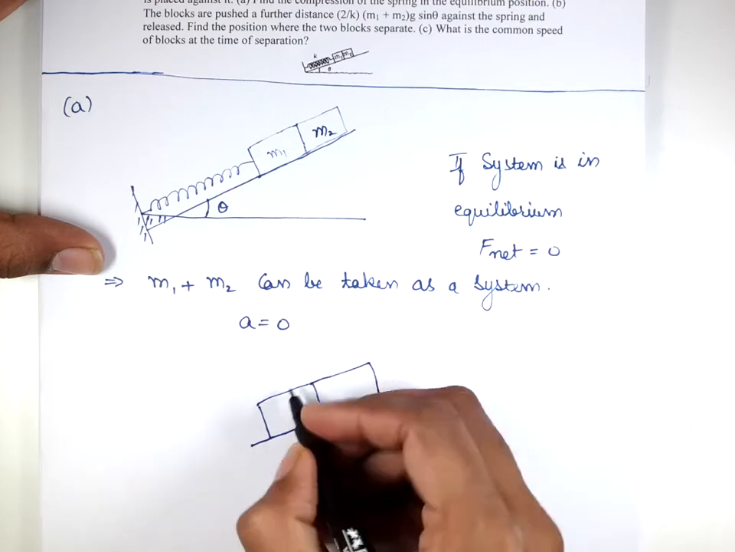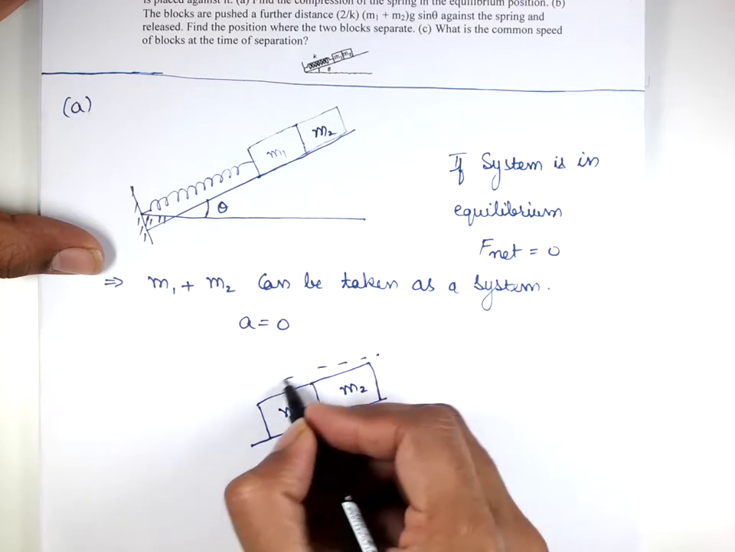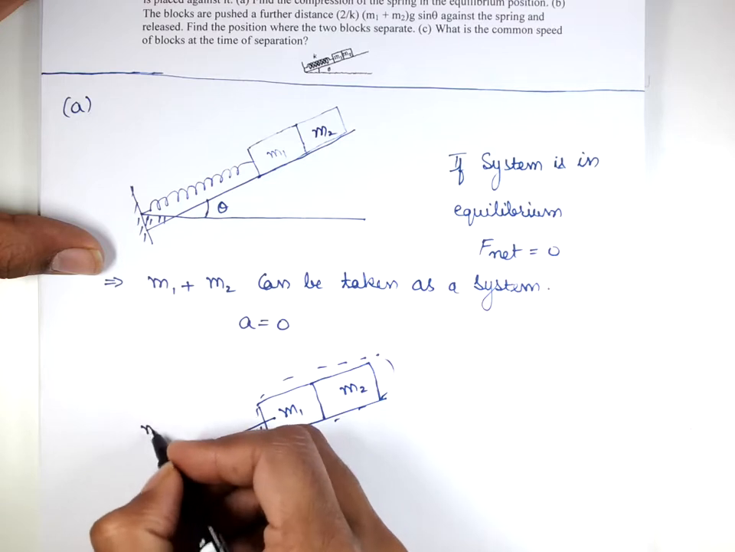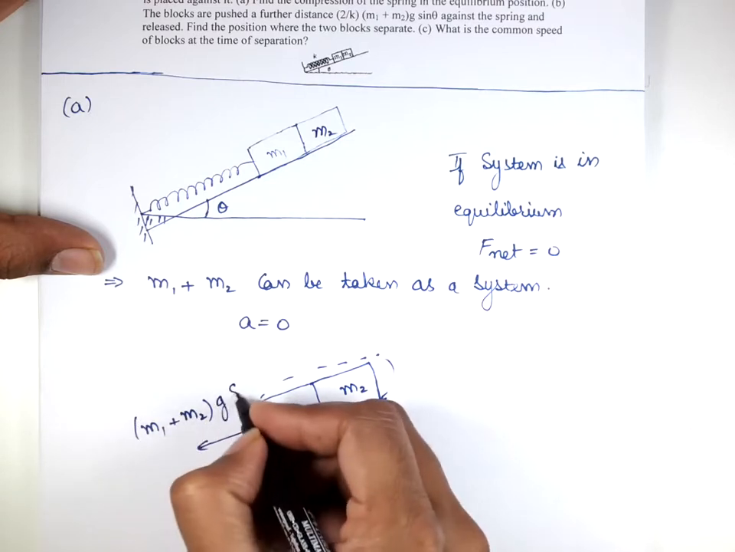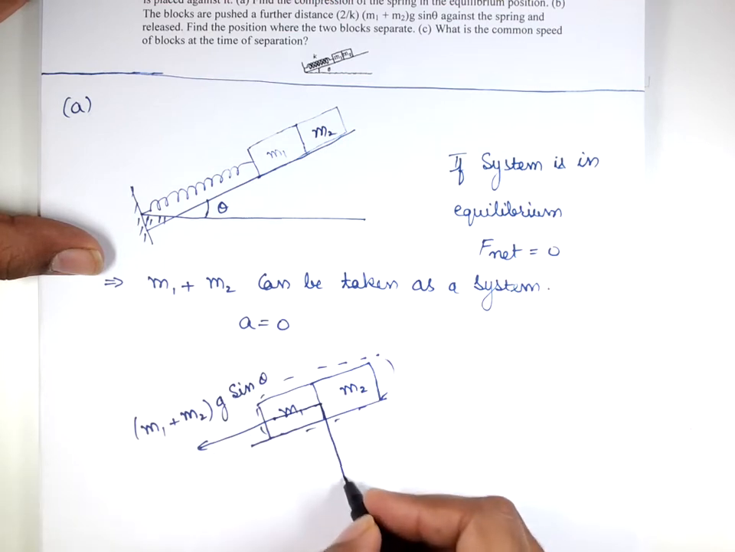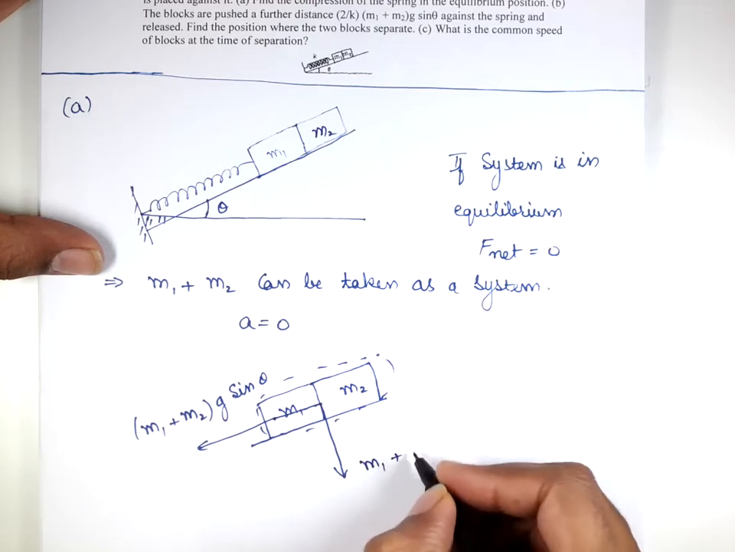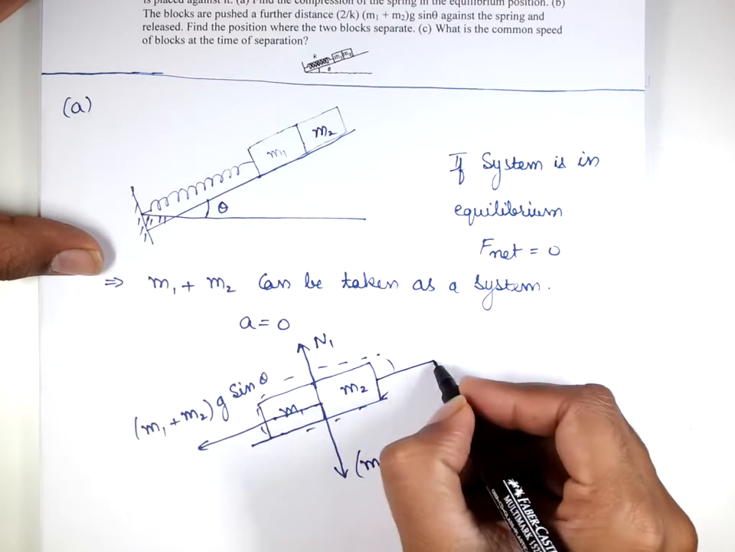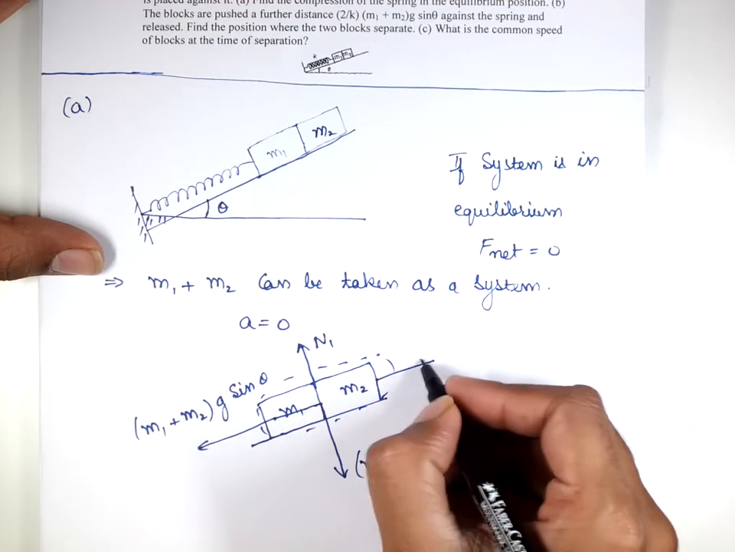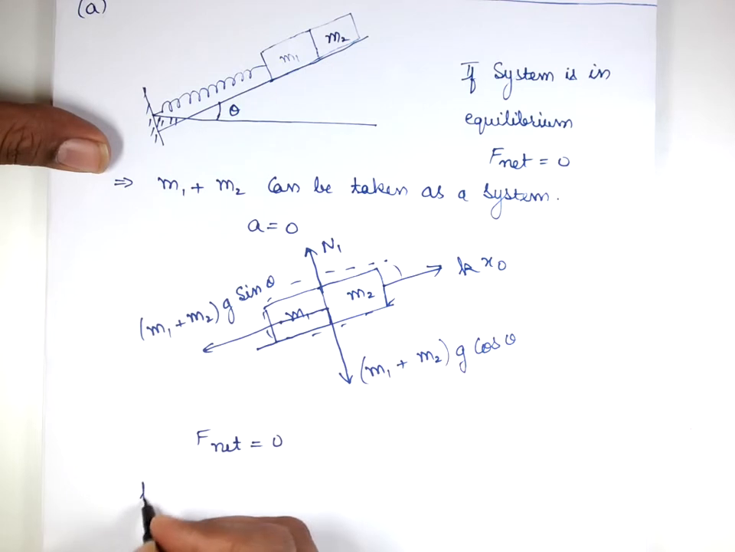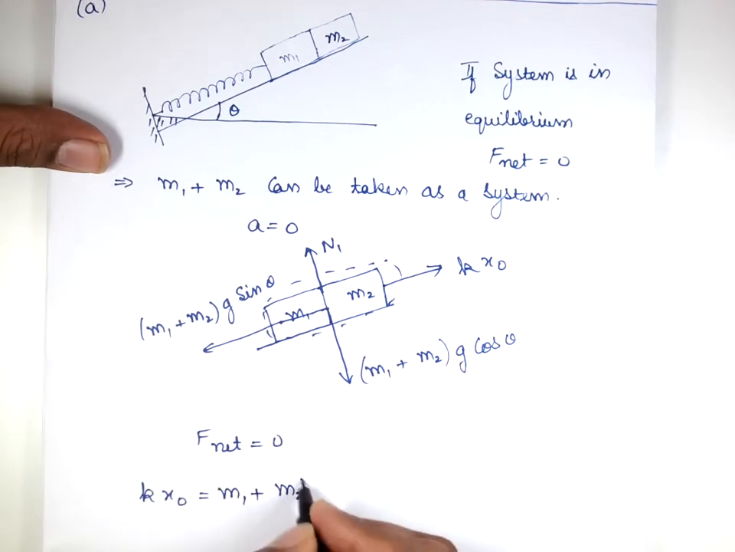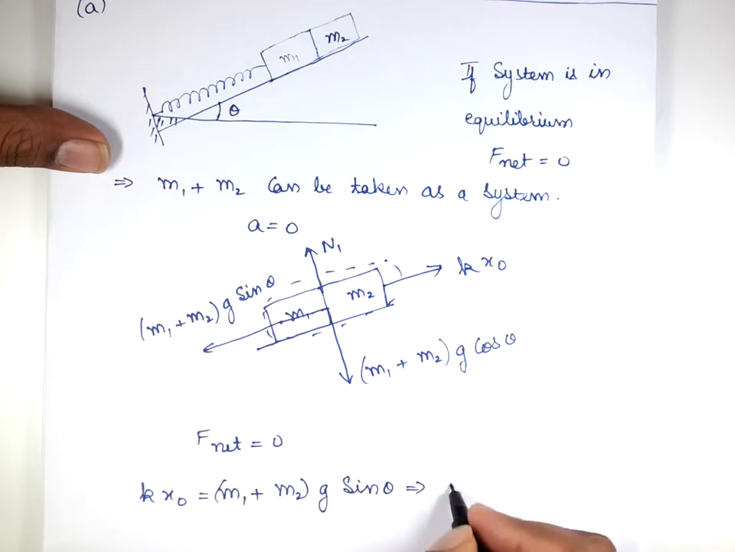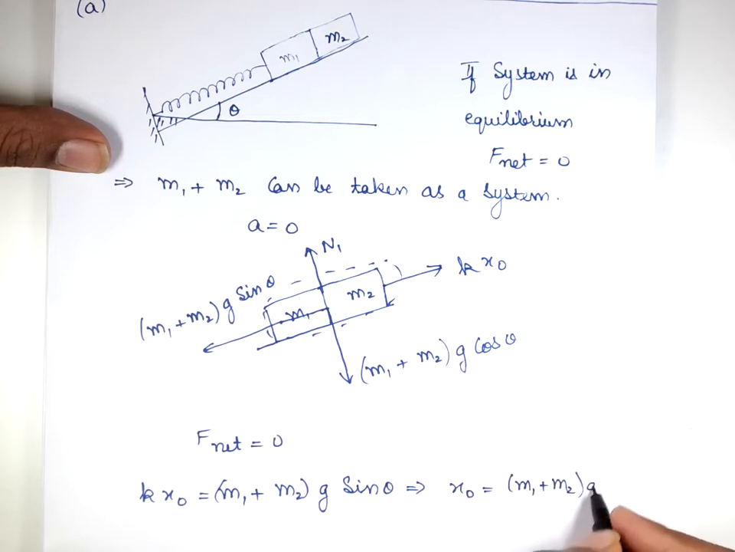Now if we take it as a system and draw the FBD, these would be the two bodies, one m1, one m2, such that if you cumulatively draw them, there would be a weight component acting in the downward direction along the incline, that is (m1 plus m2) g sine theta, and a weight component acting perpendicular to the inclined plane, that is (m1 plus m2) g cos theta. There would be a normal reaction, let's call it N1, from the ground, and a spring force with which the first end has been pushed up, let's call the spring force kx naught. Such that if F net is equal to 0, then kx naught would be equal to (m1 plus m2) g sine theta, or x naught comes out to be (m1 plus m2) g sine theta divided by k. This would be the first part's answer.